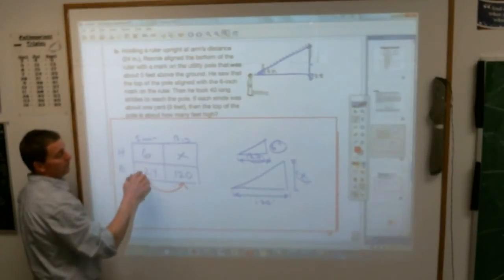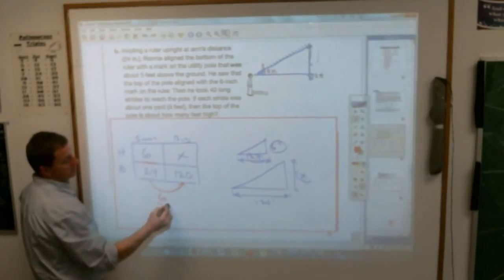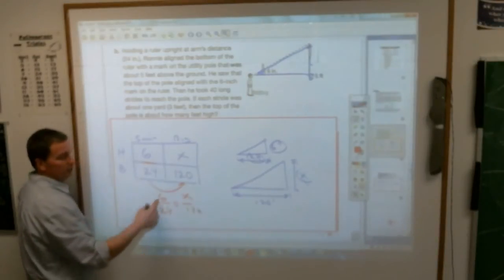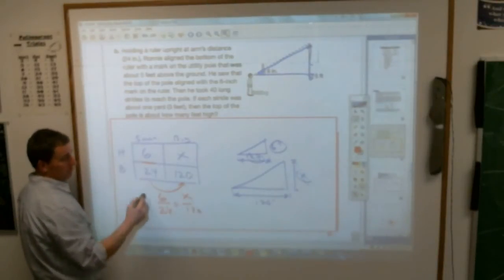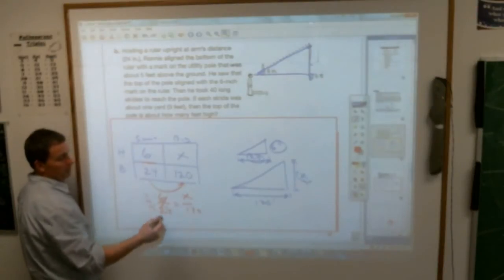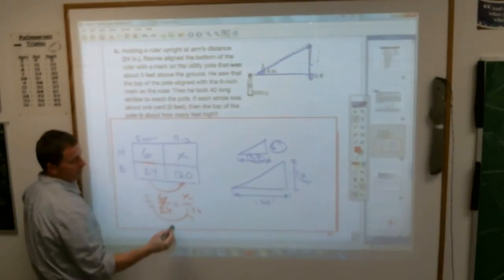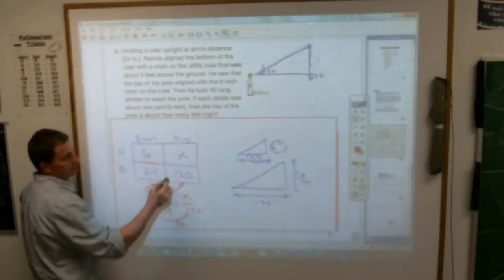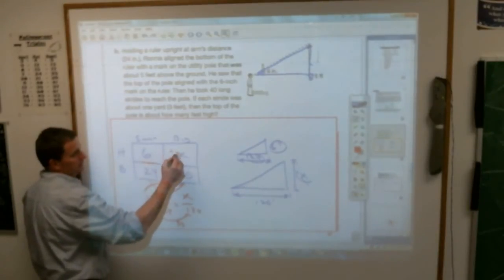Since this is a fraction, people, you're just doing this: 6 over 24 equals what number over 120? You can reduce this if you like. You could make this 1/4. It's going to be the same ratio. 4 times what is 120? 30. So 1 times 30 is 30.